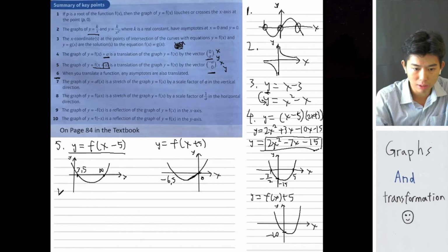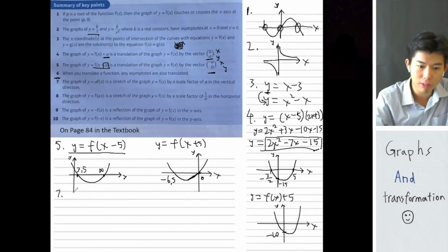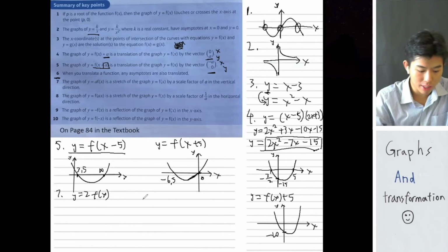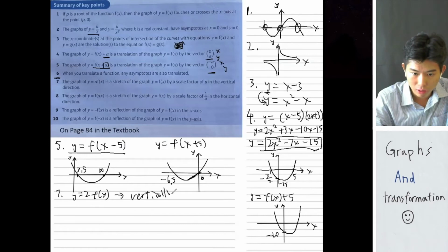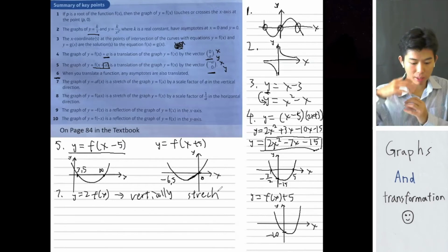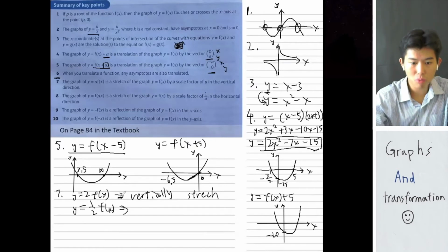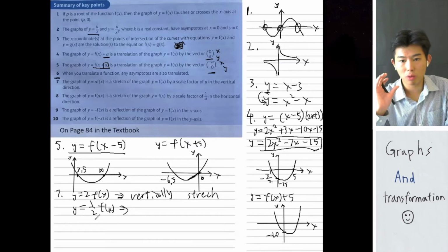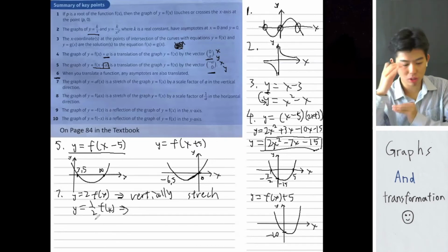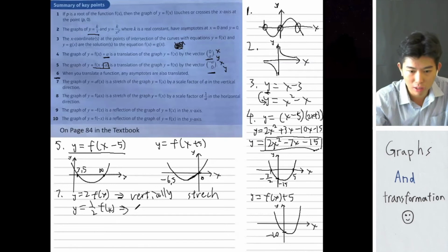Okay, so for part 7, let's say I substitute any number for a. Let's say I put y equals 2f of x, then you basically vertically stretch it, so you make it look taller. But if, let's say, y equals 1 over 2 f of x, then everything with the y coordinate will have to be divided by 2. So what does that mean? You basically make it shorter. You basically shrink it.